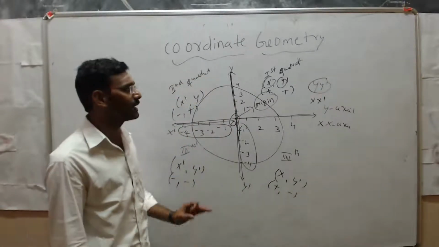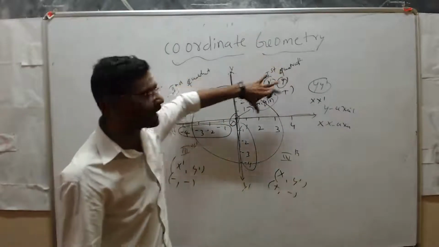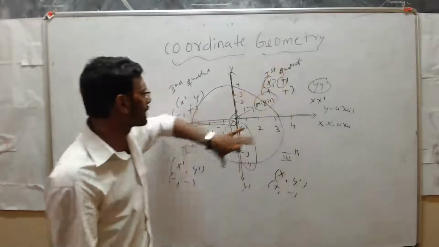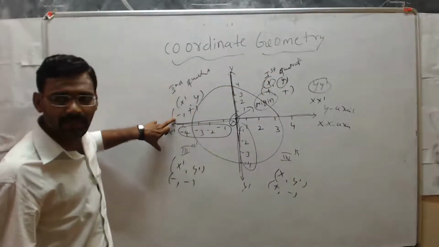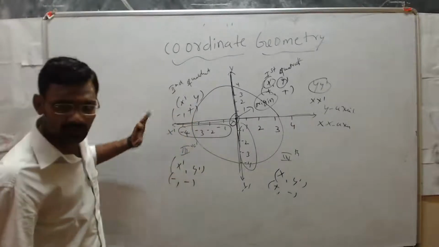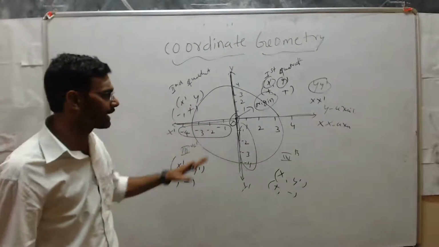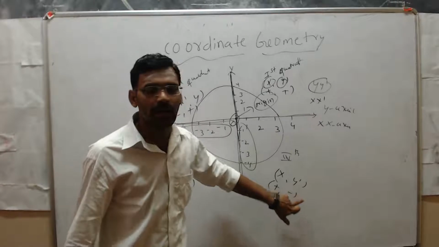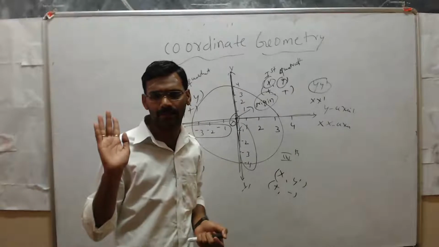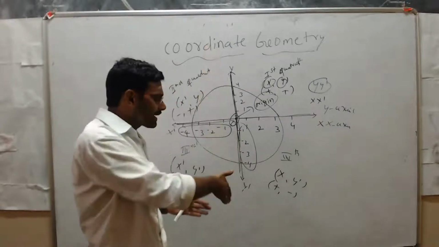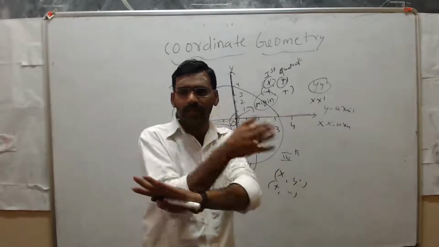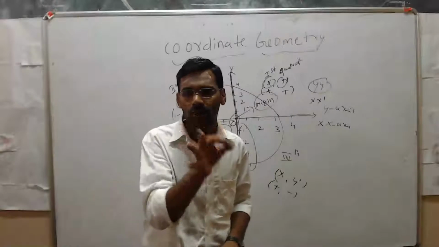It means in the first quadrant both values are positive. In the second quadrant the x-axis value is negative and the y-axis value is positive. In the third quadrant both are negative. In the fourth quadrant the x-axis value is positive and the y-axis value is negative. The y-axis is vertical, the x-axis is horizontal, and both intersect at the origin.